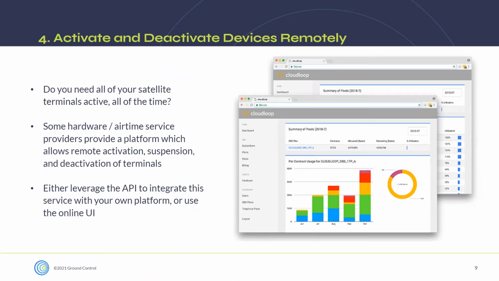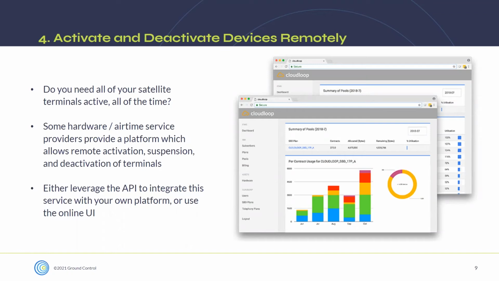It's tickled me. So the fourth point we're making is around activating and deactivating devices remotely. And the simple question is, do you need all of your satellite terminals active all of the time? It's almost certain that you don't, that there will be devices out in the field that are not useful to you right now. But equally, sending people out there to physically deactivate them is cost prohibitive. But if you can do this remotely, then you've got the key to unlocking more cost savings.